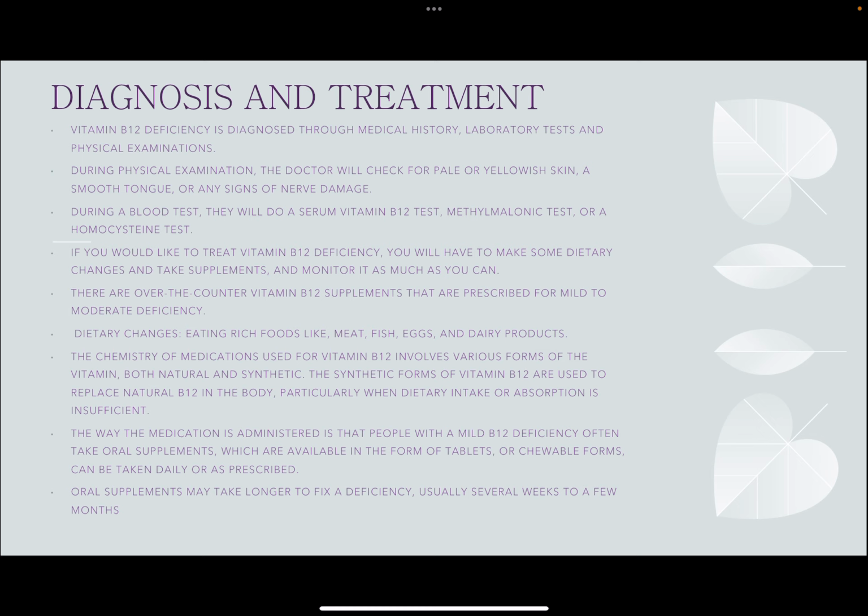The chemistry of medications used for vitamin B12 involves various forms of the vitamin, both natural and synthetic. The synthetic form of vitamin B12 is used to replace natural B12 in the body, particularly when dietary intake or absorption is insufficient. The way medication is administered is that people with a mild B12 deficiency often take oral supplements, which are available in tablet or chewable forms. These can be taken daily or as prescribed. Oral supplements may take longer to fix a deficiency, usually several weeks to a few months.